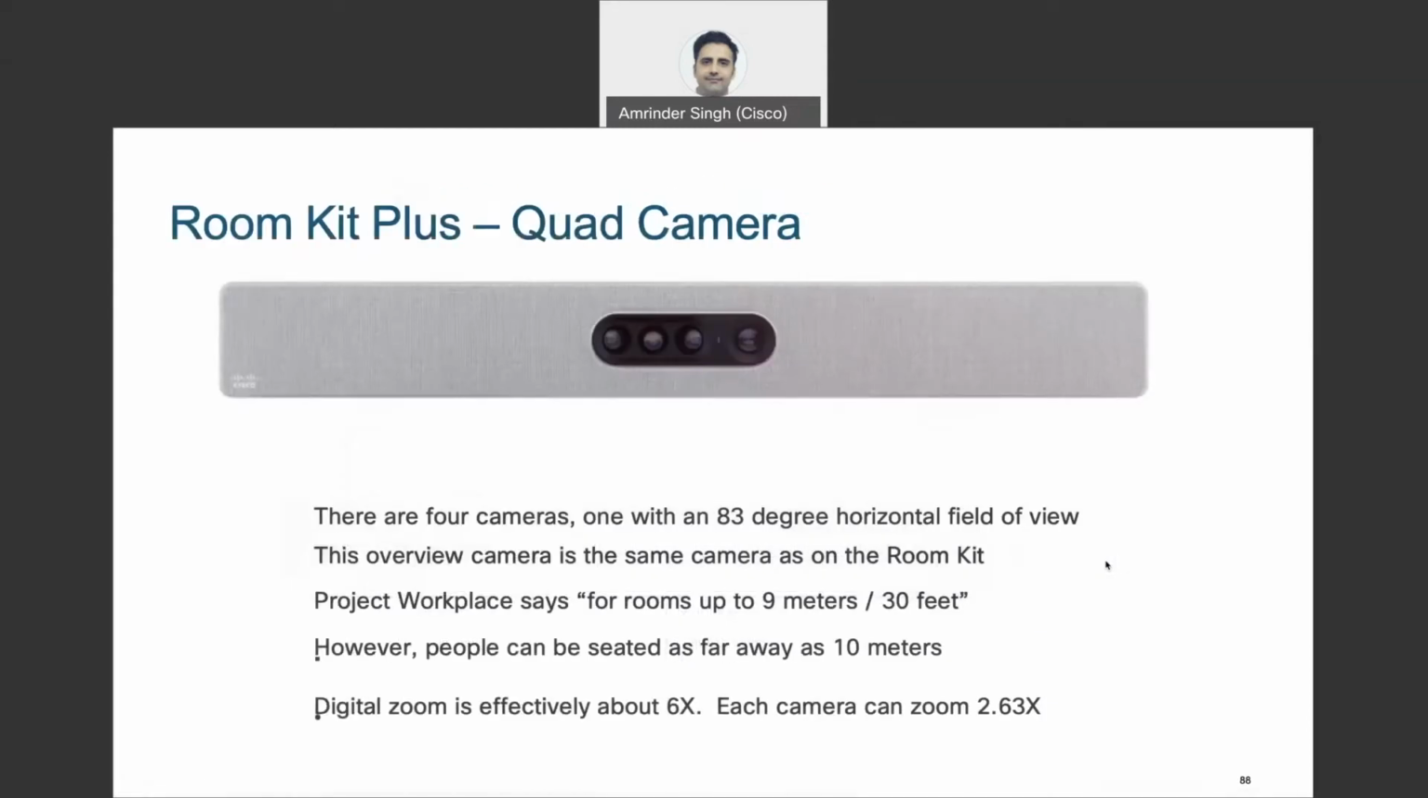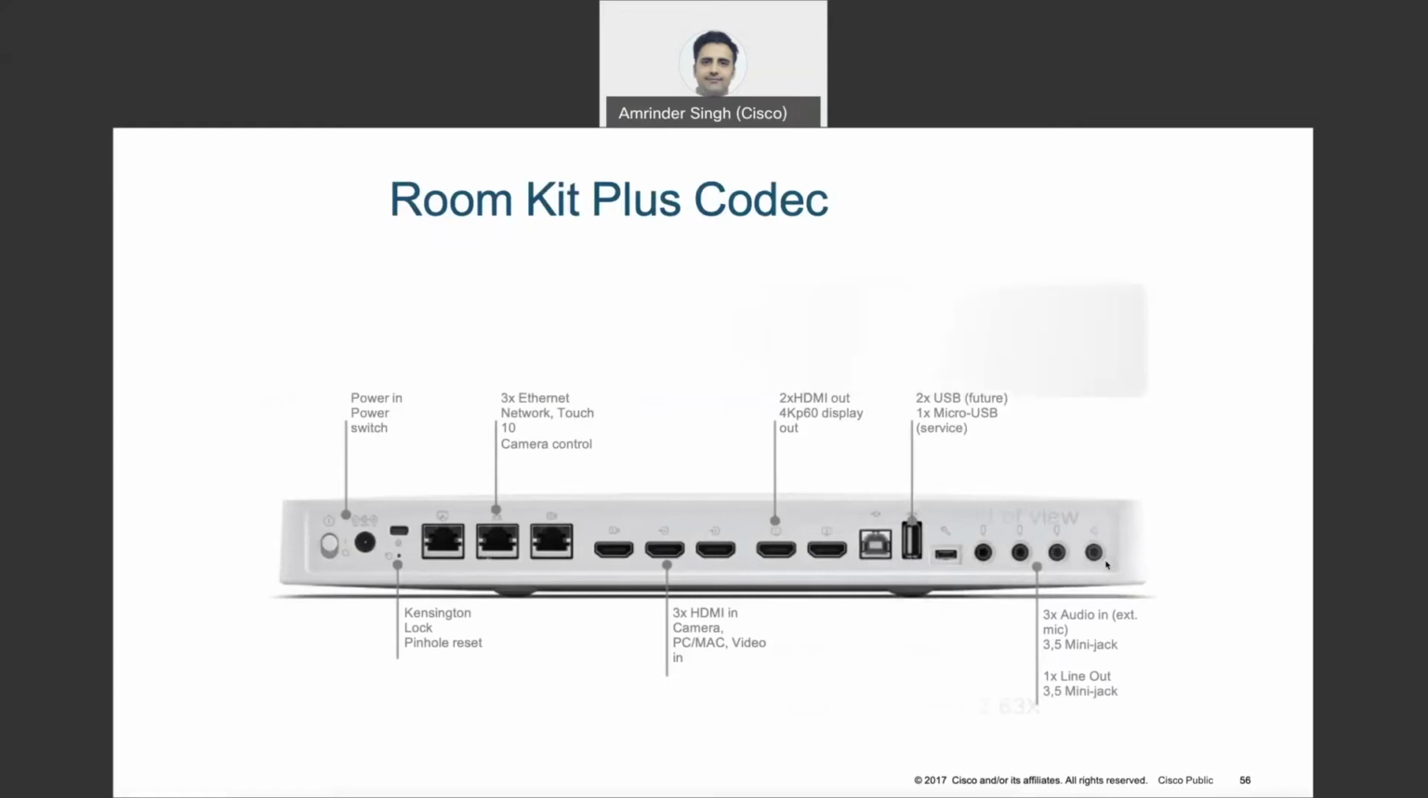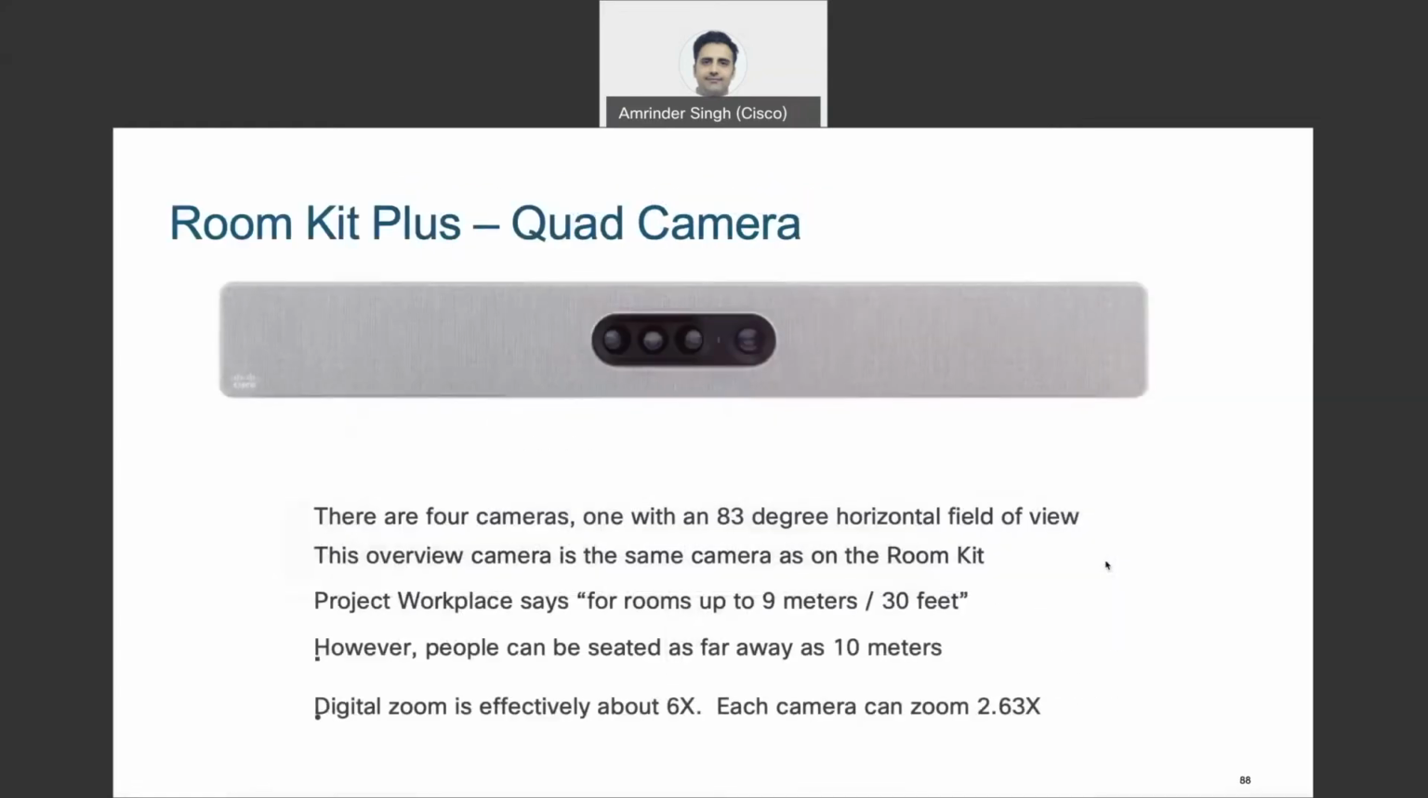RoomKit Plus. So the other unit I showed you. This is the codec for it, and this is the camera we talk about. There are 4 cameras in it. The field of view is 83 degrees. It shows how far the user can be sitting in that room with the 6x zoom. 10 meters away they can still be seated within the room.